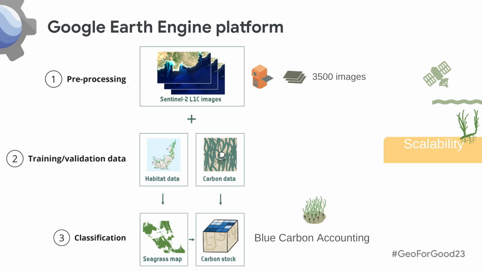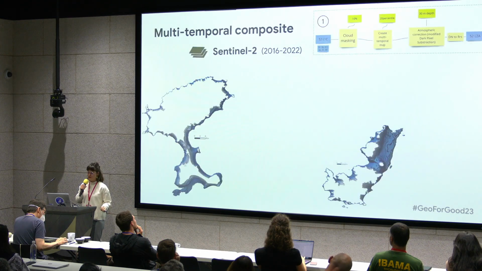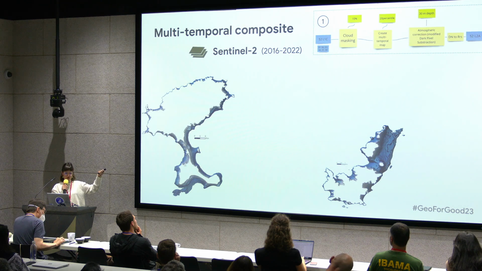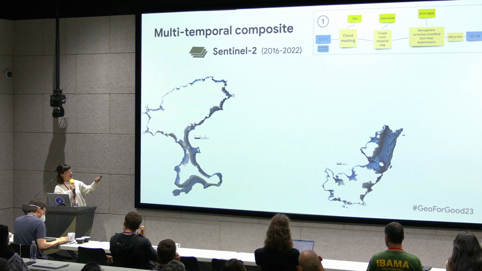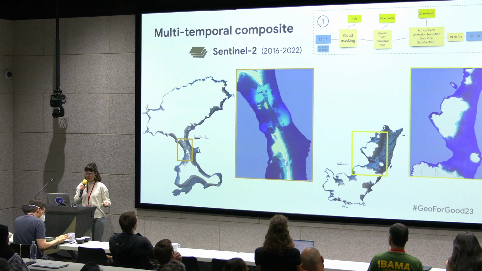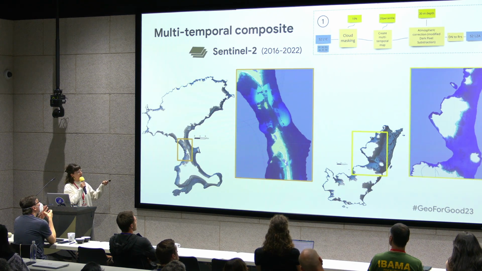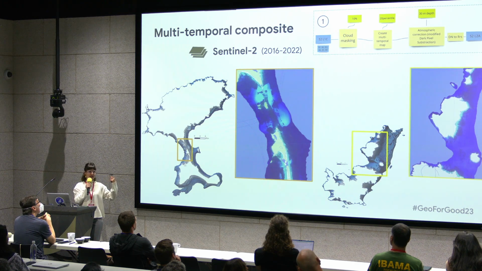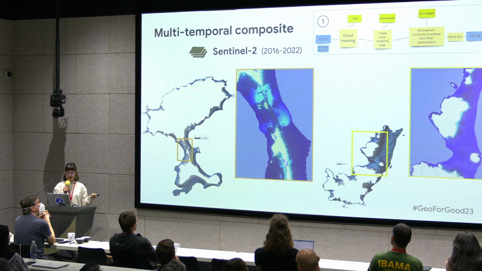This is the workflow that we used in Google Earth Engine, especially for the scalability. In this case, we use Sentinel-2 level 1C images, this number of images. We generated reference data and validation data, and then we ran a classification to generate the blue carbon accounting. First of all, we ran this multi-temporal composite of Sentinel-2 for 7 years. This is how it looked. We applied cloud masking, the 20th percentile, and water and atmospheric corrections, because we cannot use level 2 data as it was corrected for land purposes.